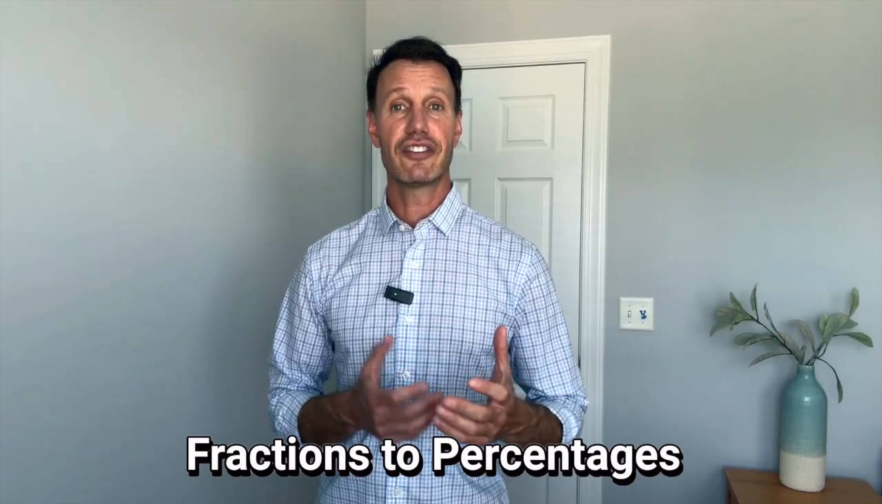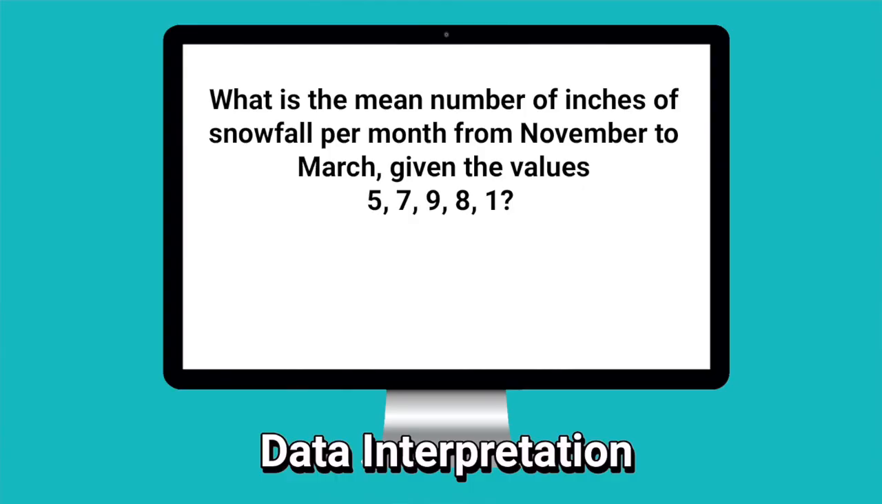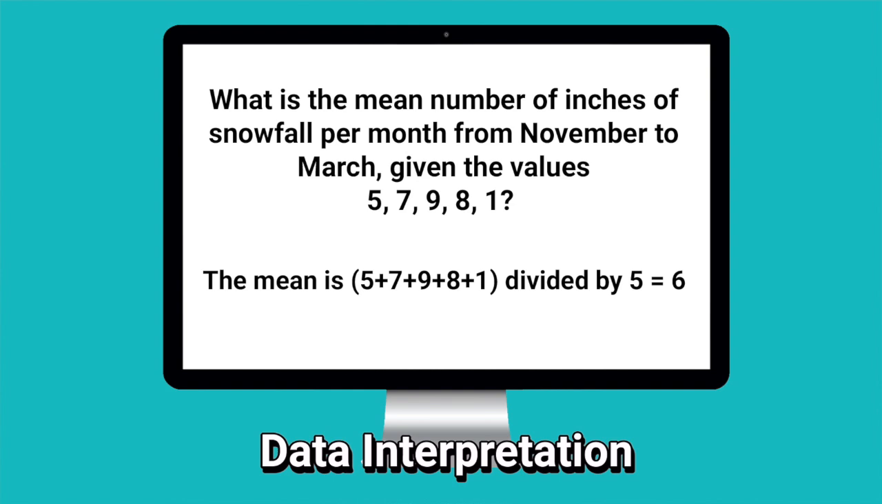Question 3, fractions to percentages. A class is learning about ratios and percentages. If 15% of 800 people at a football game are supporting the visiting team, how many people is that? 15% of 800 is 0.15 times 800 equals 120. Question 4, data interpretation. What is the mean number of inches of snowfall per month from November to March, given the values 5, 7, 9, 8, and 1? The mean is 5 plus 7 plus 9 plus 8 plus 1 divided by 5 equals 6.